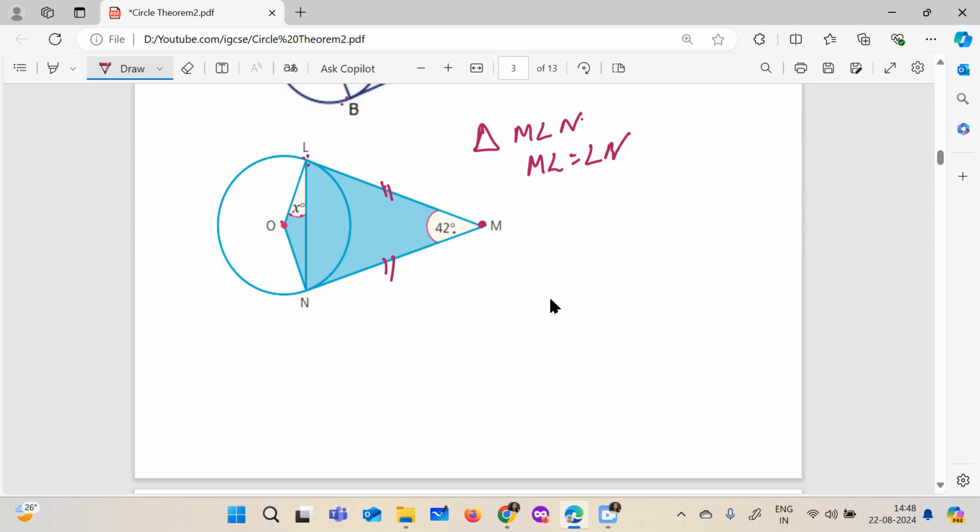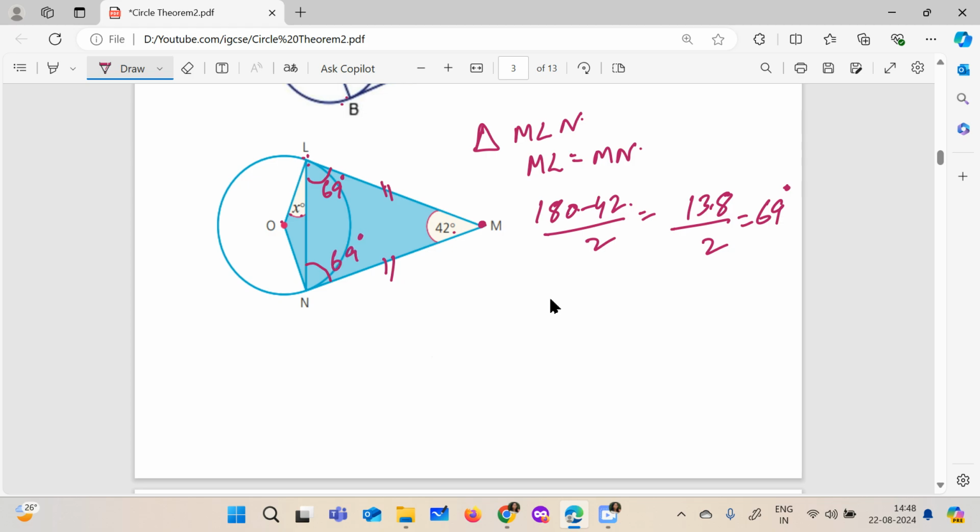Since these tangents are equal, ML is equal to MN. Sorry, it is not LN. ML equals MN. So when you have ML equal to MN, then this makes an isosceles triangle. Then this and this angle will be equal. Am I right? Yes. Okay, so we can find these angles. 180 minus 42, over 2, that gives you 69 degrees. So this is 69 degrees and this is also 69 degrees, correct?